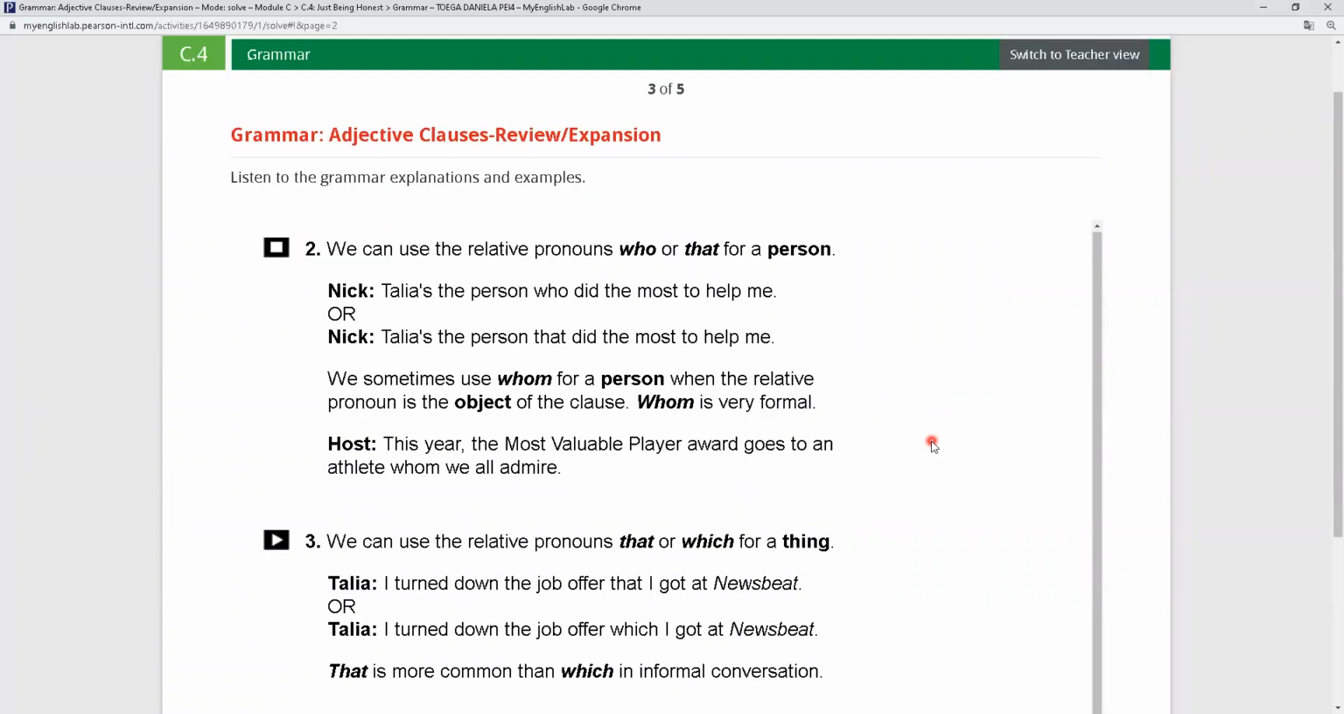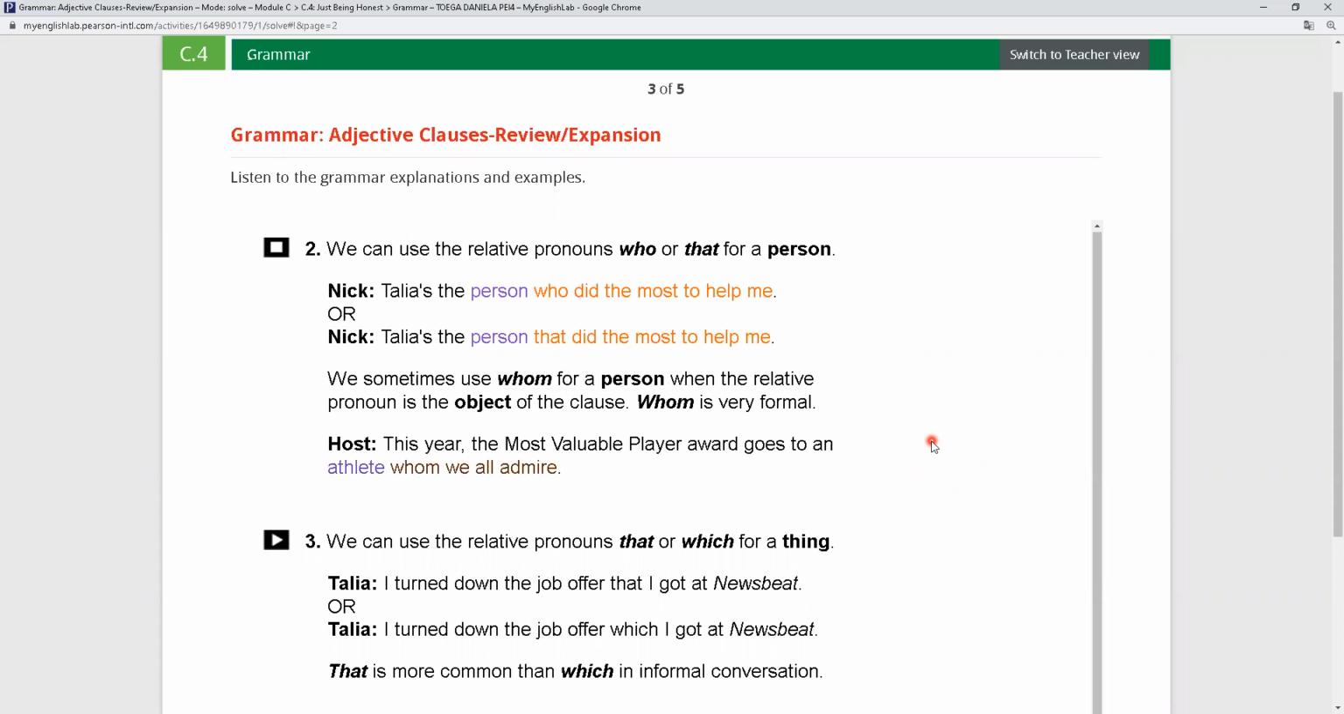We can use the relative pronouns who or that for a person. Talia is the person who did the most to help me. Or Talia is the person that did the most to help me. We sometimes use whom for a person when the relative pronoun is the object of the clause. Whom is very formal. This year, the Most Valuable Player Award goes to an athlete whom we all admire.